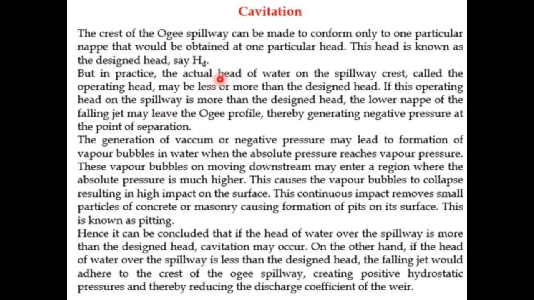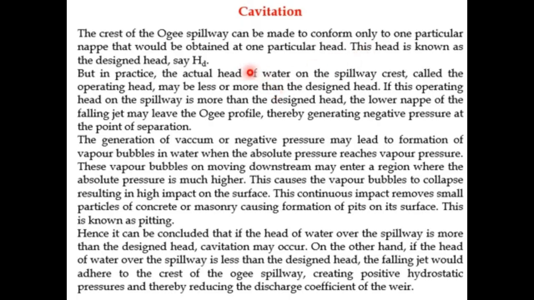In the case of an overfall spillway or a sharp-crested weir, the water falls clear away from the face of the spillway and the gap between the jet and the wall is kept ventilated. While in an ogee spillway, the falling jet will adhere to the surface and there is no space between the jet and the crest of the spillway under normal design conditions. The crest of the ogee spillway can be made to conform to only a particular nappe that would be obtained for a particular head, and this head is known as the design head.